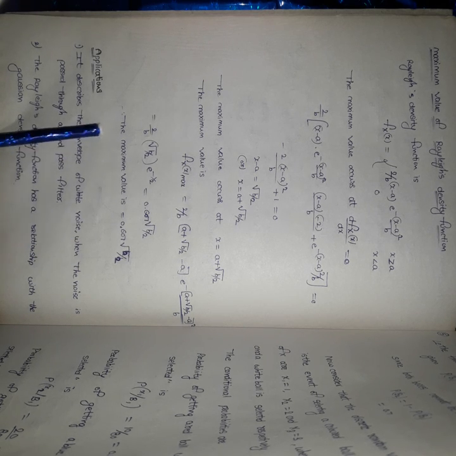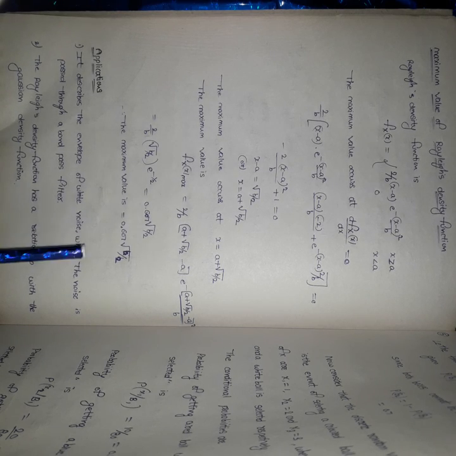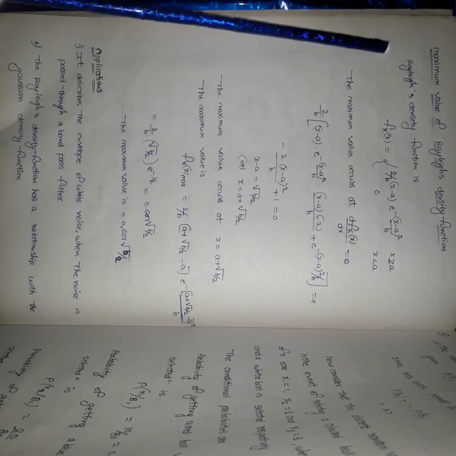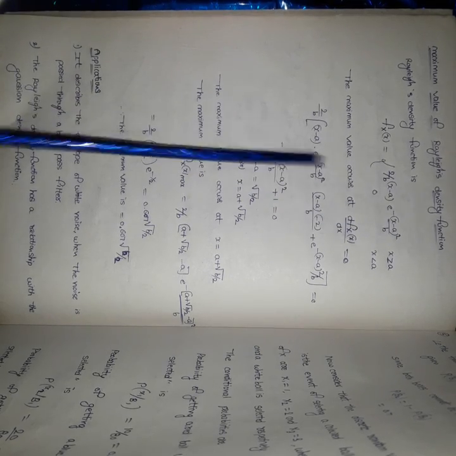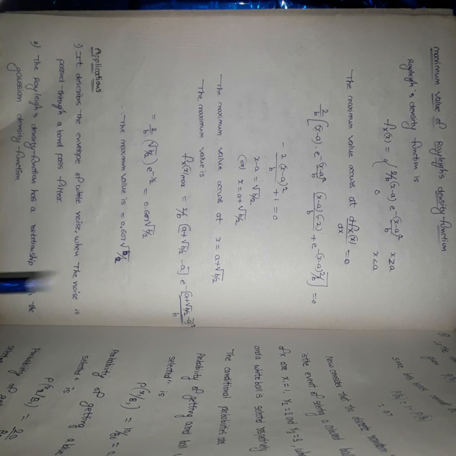Values like this. Here the maximum value of the Rayleigh density function is 0.607 root b by 2.